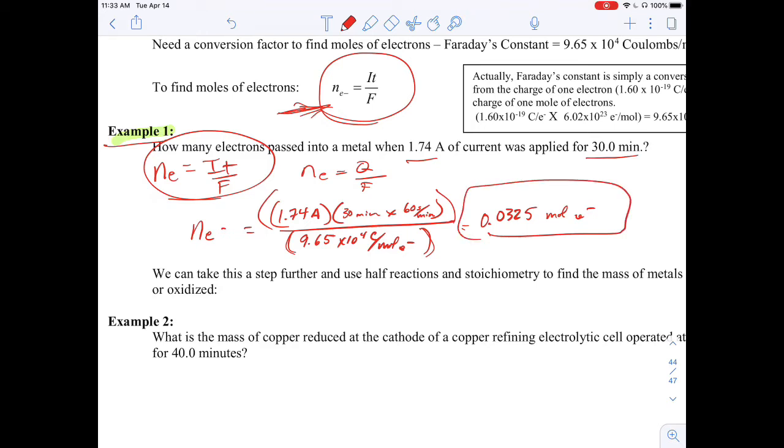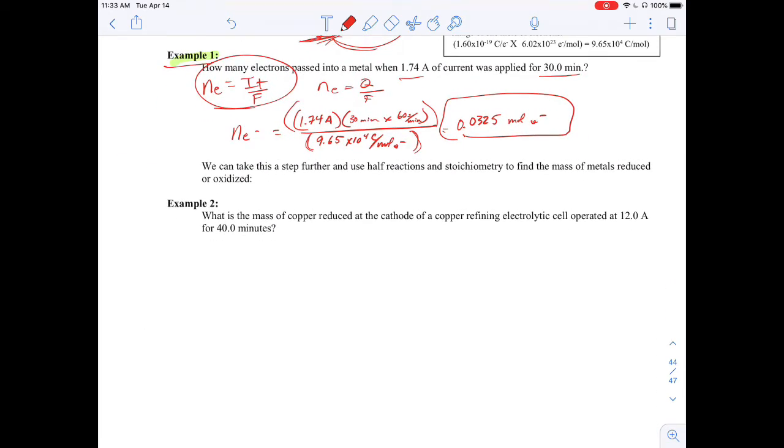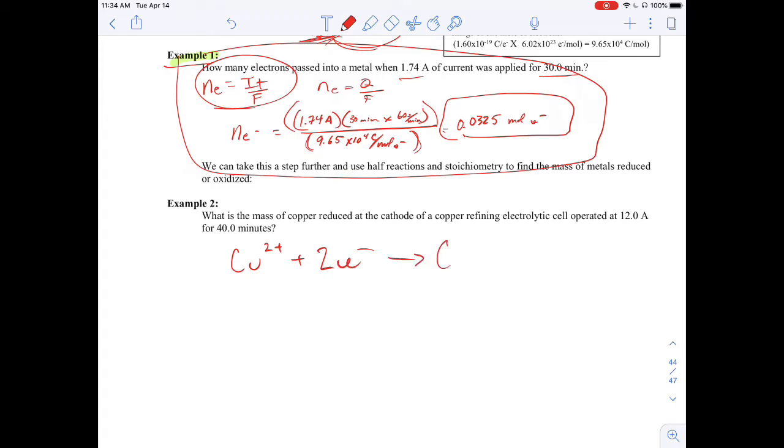We're going to take this another step further and apply it to a half reaction. So in this question, we're going to need to repeat this kind of calculation to find the number of moles, and then we're going to apply it to copper being refined in an electrolytic cell. So now we're going to do cell stoichiometry. For cell stoichiometry, you need to have the half reaction. It's much easier to do with a half reaction than with a complete reaction, because we get 2 moles of electrons makes 1 mole of copper.